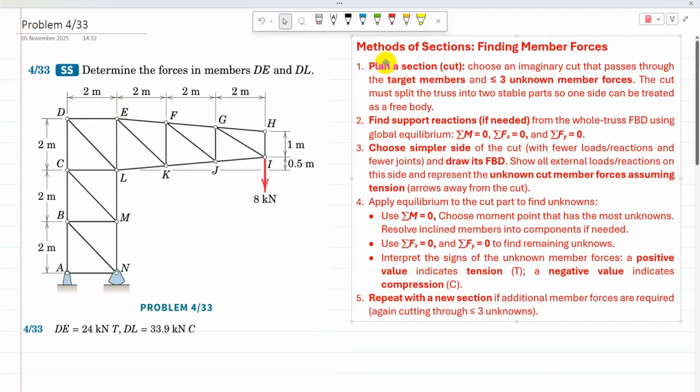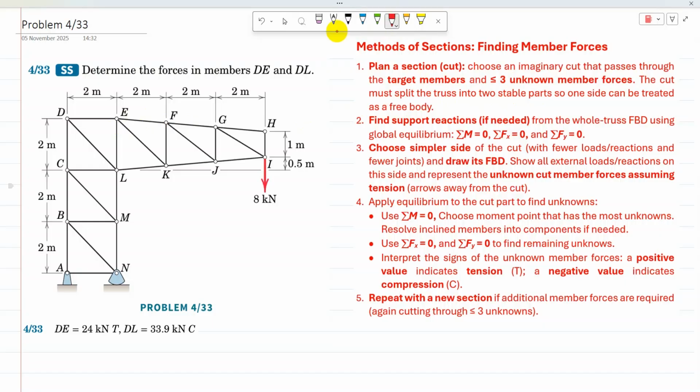Steps to find member forces using the method of sections. The first one is to plan a section cut. We need to choose an imaginary cut that passes through the target member and fewer than 3 unknown member forces. The cut must separate the truss into two stable parts, so one side can be treated as a free body diagram. So for this one, we need to put a cut. That is the member DE and that is DL.